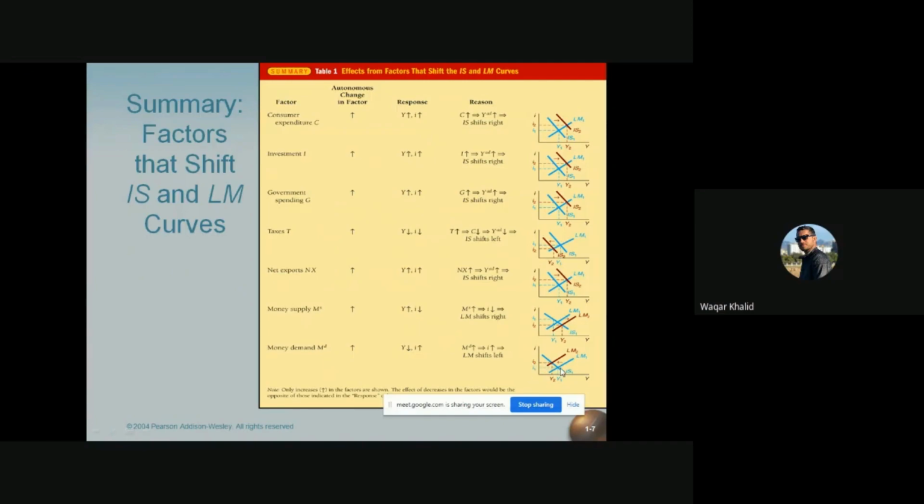It means that we are moving from point A to point B. So this was the conclusion of the whole discussion.